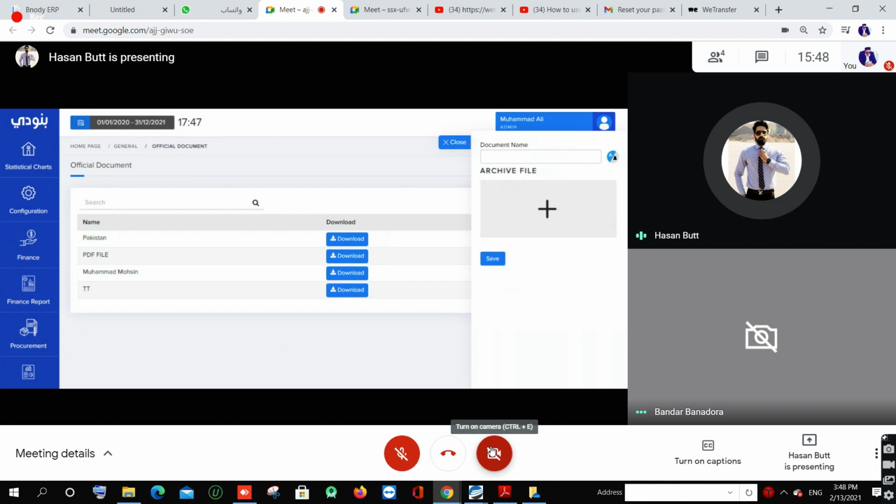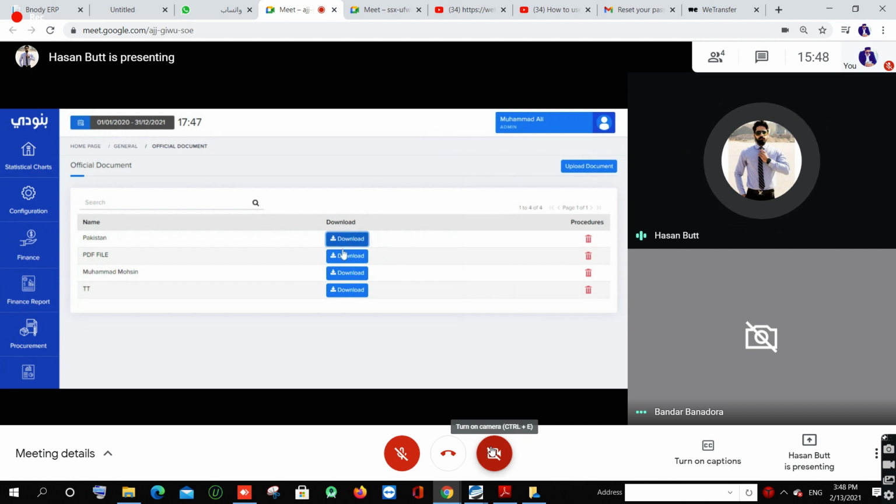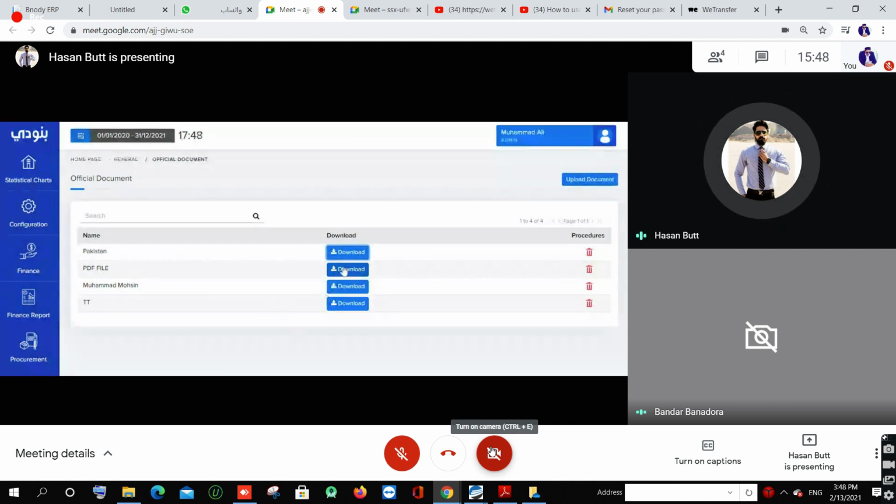It can be a fund form. So it can be any official document of your company. You just need to upload it, and anytime you can download it and you can make a print of that. You can download it.